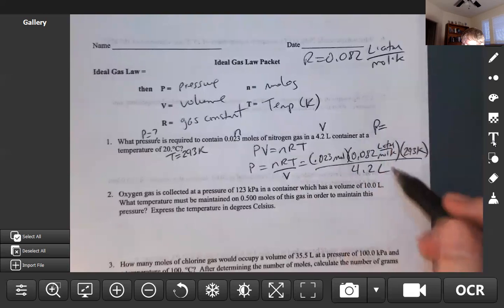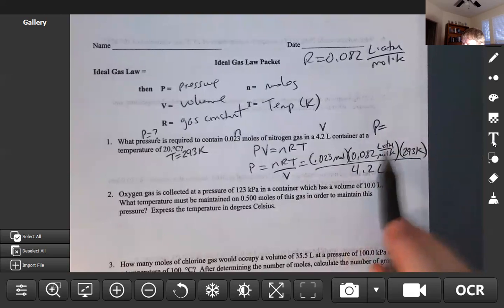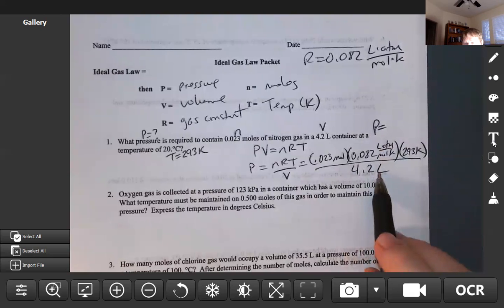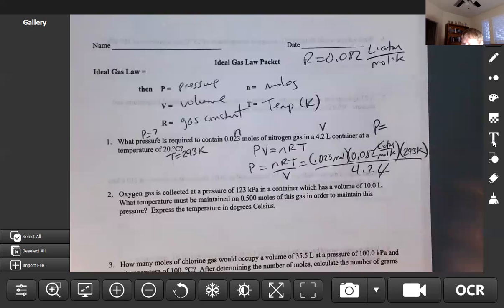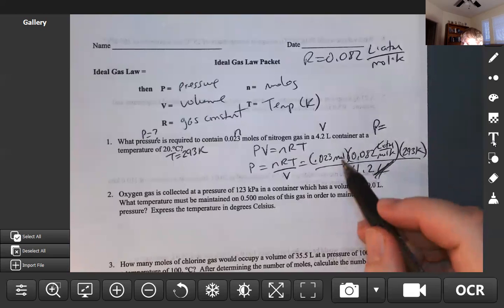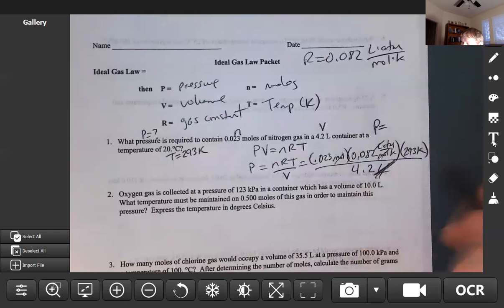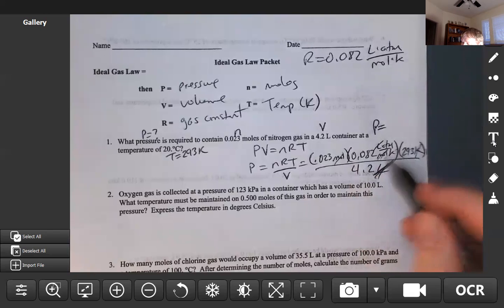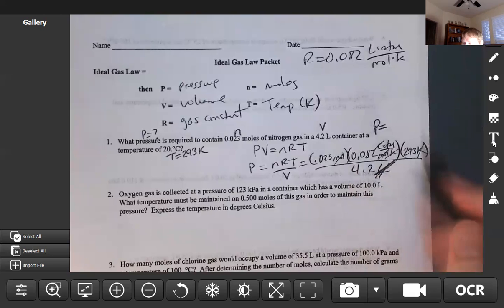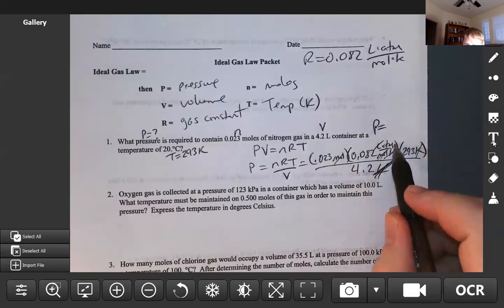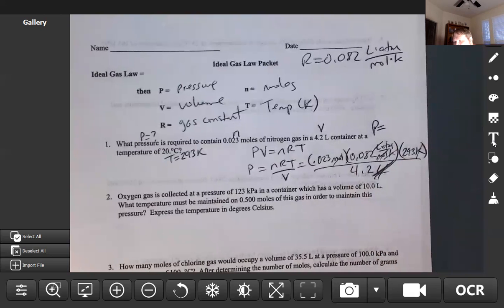So let's see how the units work out. I've got this nasty unit for R in the top. So it's got a liter on top in the top. And here we have a liter on top in the bottom. Those actually cancel. Moles on top and a mole in the bottom of the top, that cancels. Same thing with Kelvin. Kelvin on top, Kelvin on bottom in the top. So that leaves atmospheres on top of the top. And that's exactly what we want.